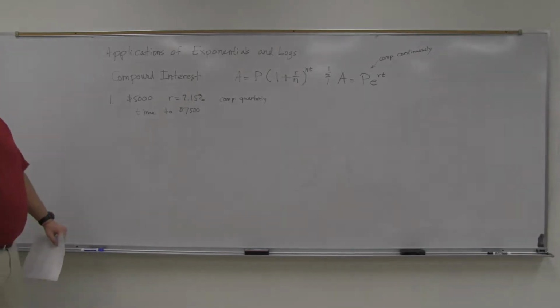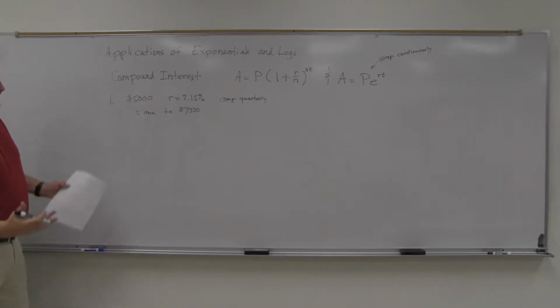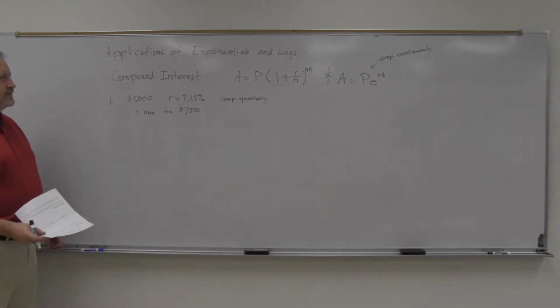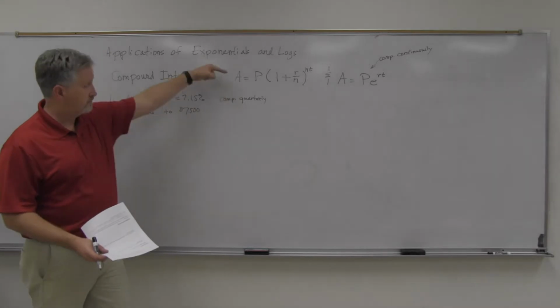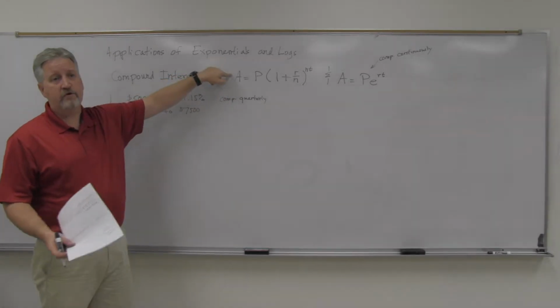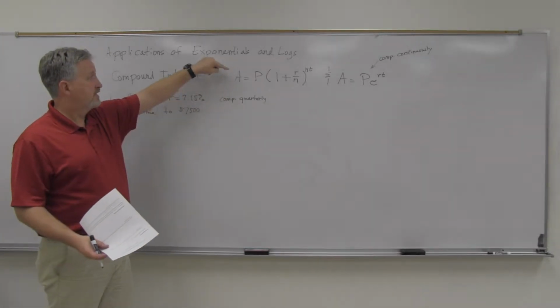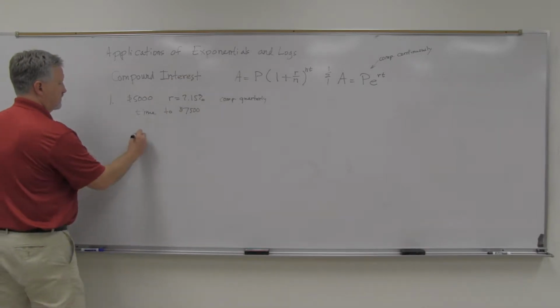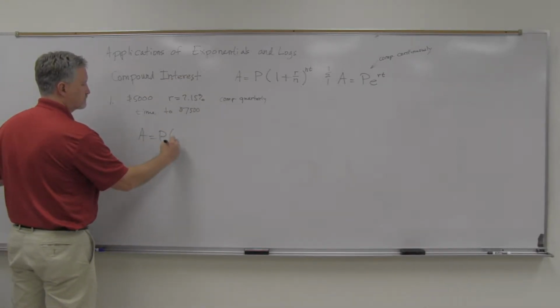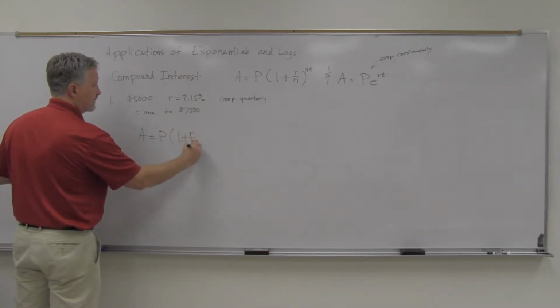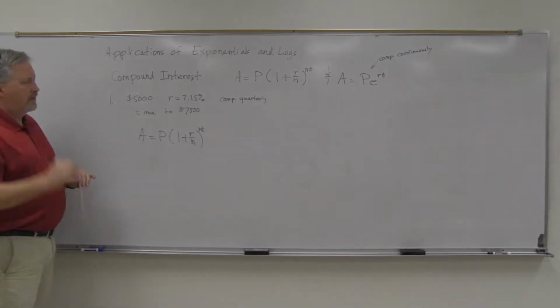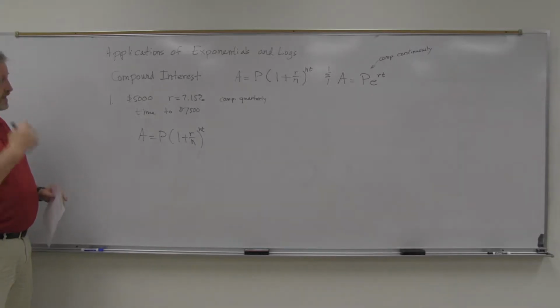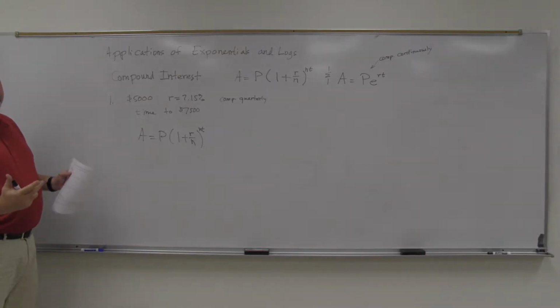All right. So in this case, thinking about those two formulas and what we just said, this is compounding quarterly, so it is the more complicated one. That's this one. So I'm using this formula since I'm compounding quarterly. All right. Now, which pieces do I have here?